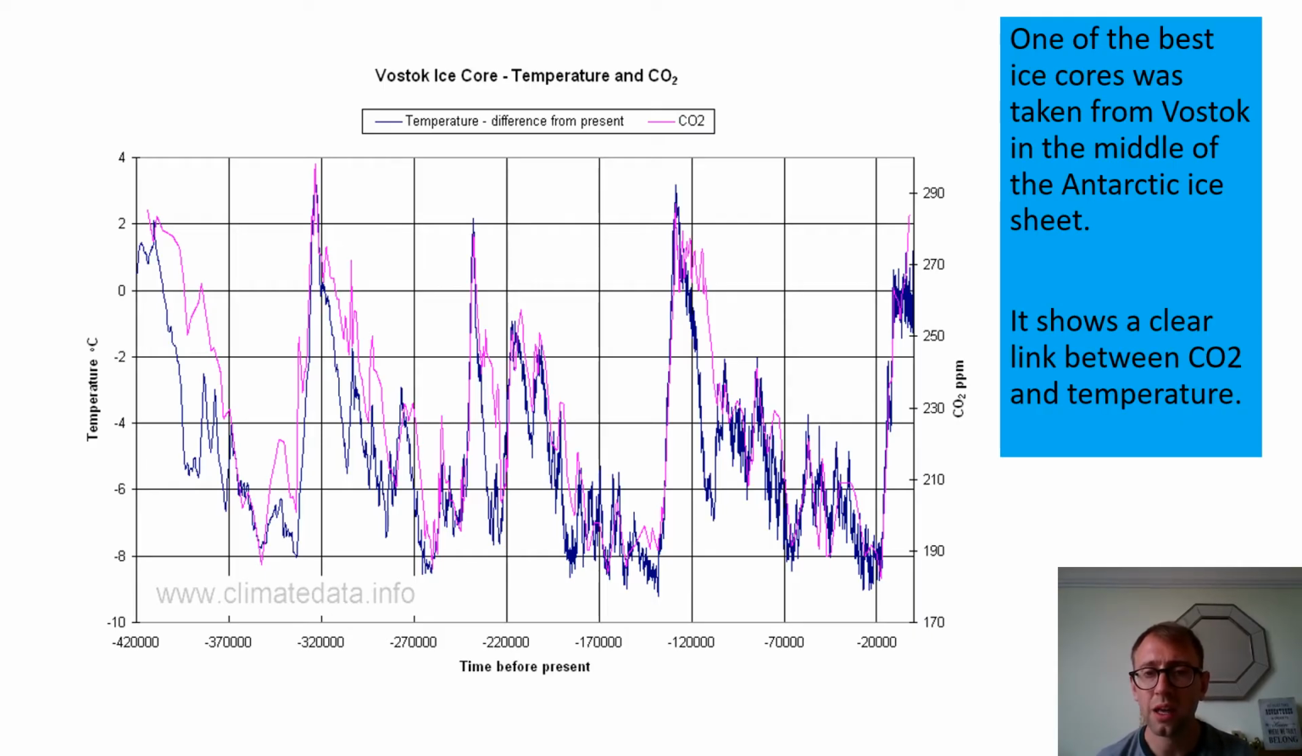Now, if I was to take this graph a little bit further and bring it more up to today, in 2015 the UK had 400 parts per million of CO2 in the atmosphere. So this would go way above what the last 450,000 years have shown, which shows that we must be having an impact also.